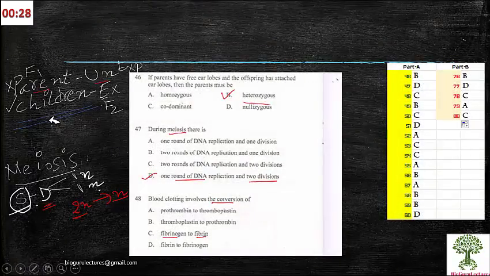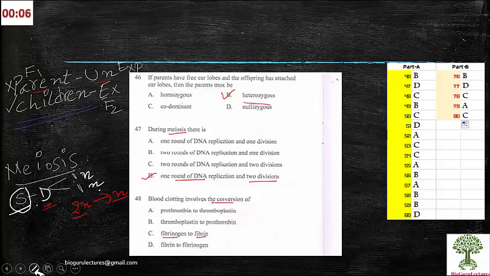If parents have free earlobes and the offspring has attached earlobes, then parents must be heterozygous. Obviously, in the F1 generation, the characters might not be expressed. In children, it will express because the parents are heterozygous already. So the answer is heterozygous, B.